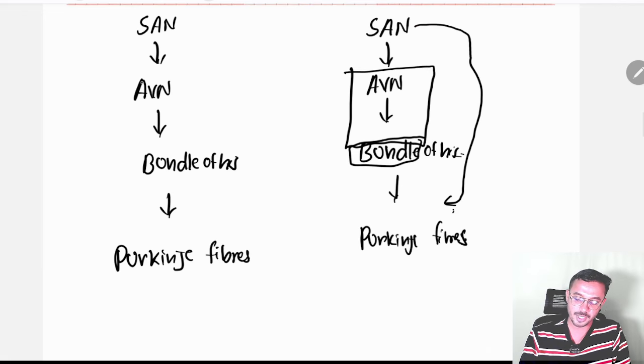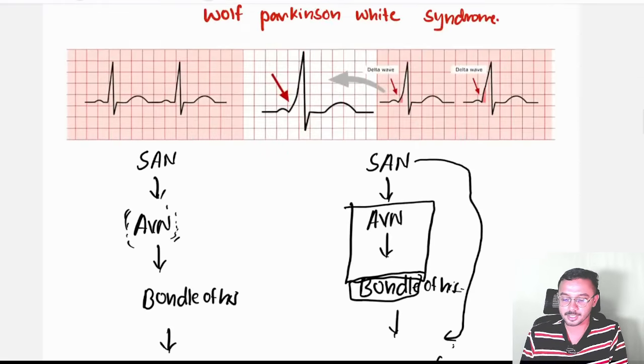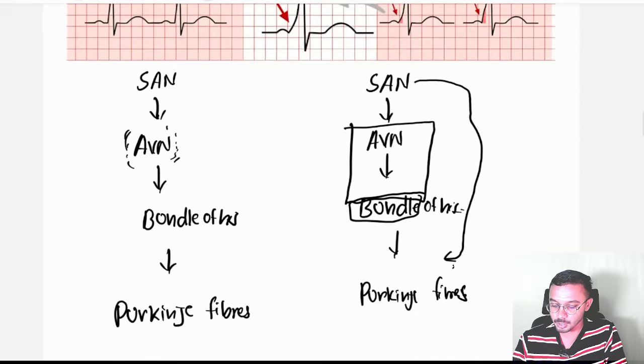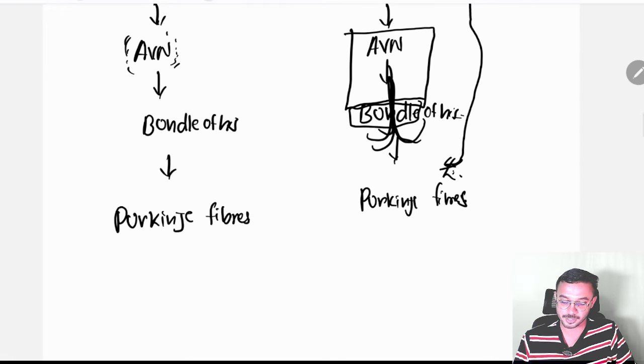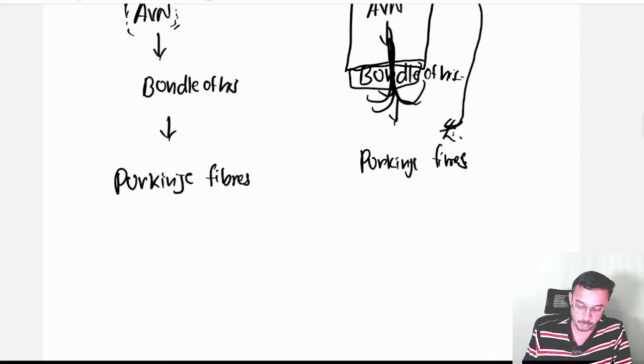Whenever the current passes through the AV node, I told you the AV node will put a brake, so there will be a delay in that condition. In WPW, Wolff-Parkinson-White syndrome, the current is not going over the bundle of His and Purkinje fibers and all. It is directly coming to the Purkinje fibers. That's why the heart rate of this patient is very high. It is not giving time to the ventricles to relax itself. So that's why heart rate is more in this patient.